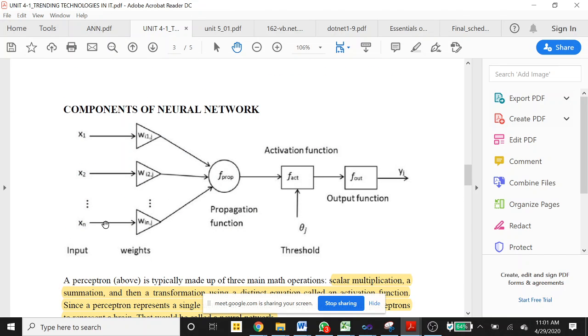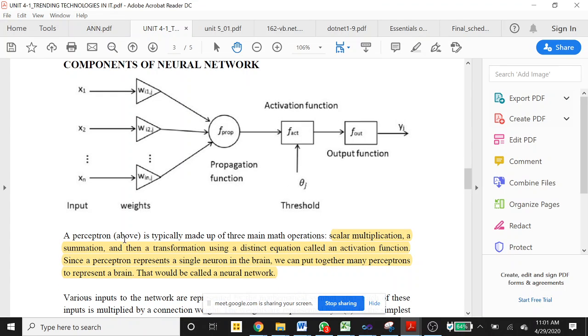These are the components of the neural network: the first layer is the input layer, then we have the weights. In that architecture we define the weights separately. Normally we place the weight on the edge which connects the input neuron with the propagation function. After this we have the propagation function, then the threshold, which is also known as the activation function, and then the output function. There is a slight difference between the threshold and the activation function. We will discuss this as well.